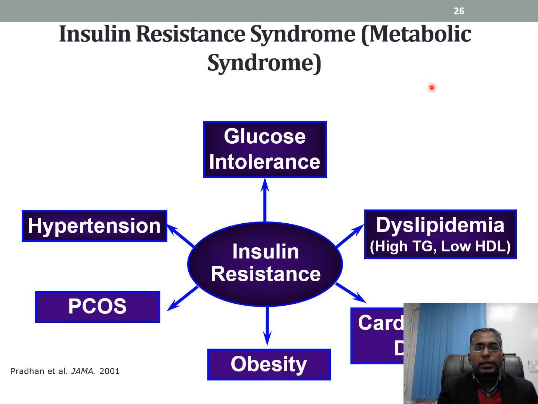Metabolic syndrome is also known as insulin resistance syndrome, in which there is glucose intolerance. There is dyslipidemia because of the presence of insulin resistance, in which we can see high triglycerides or low HDL, and cardiovascular diseases. Insulin resistance poses a risk for the patient to suffer from cardiovascular disease. There is also development of obesity because of this, development of polycystic ovarian syndrome in females, and development of hypertension. So insulin resistance, if present, can expose a person to various metabolic dysfunctions or metabolic effects.